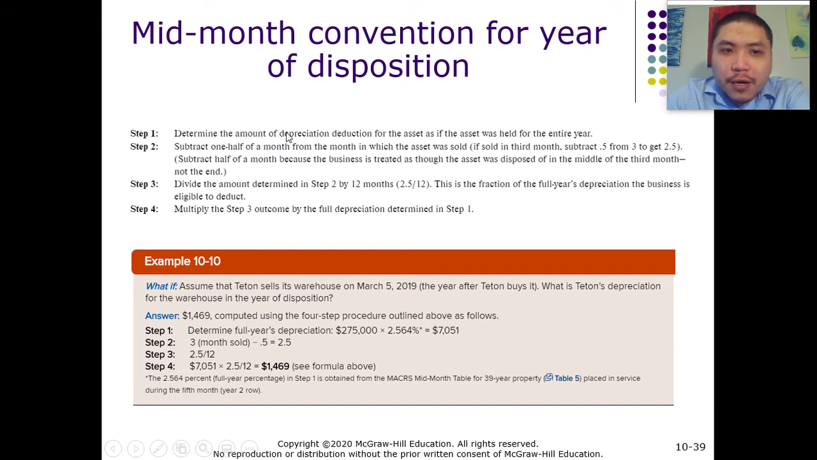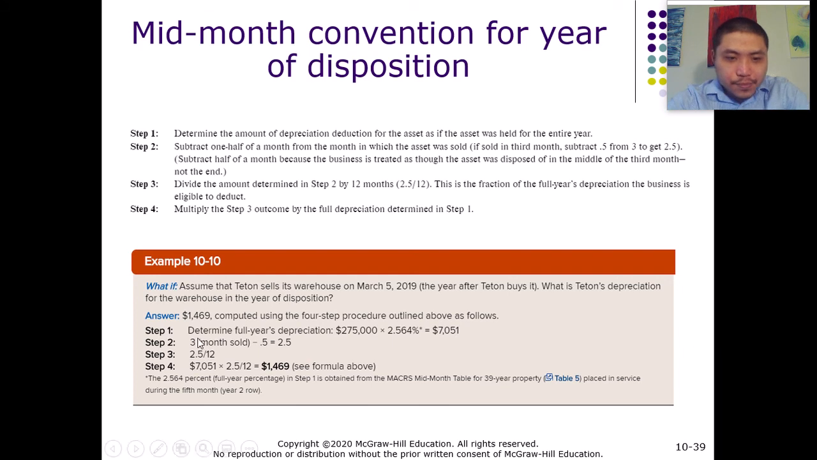First, we determine the amount of depreciation deduction for the year as if the asset was held for the entire year. So the first thing to do is to calculate the full year of depreciation. Step 2, subtract 1/2 of a month from the month in which the asset was sold. Step 3, divide the amount determined by step 2 by 12, and then step 4, multiply the step 3 amount with the step 1 amount. Even though the steps are quite confusing, if you look at the example, it's going to be very easy.